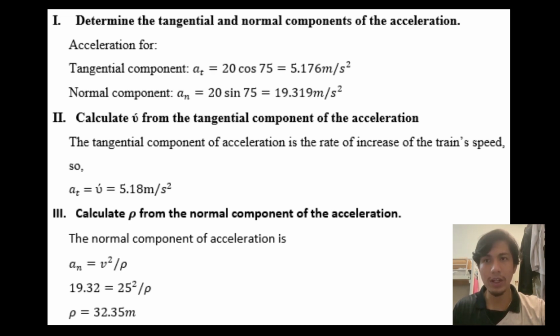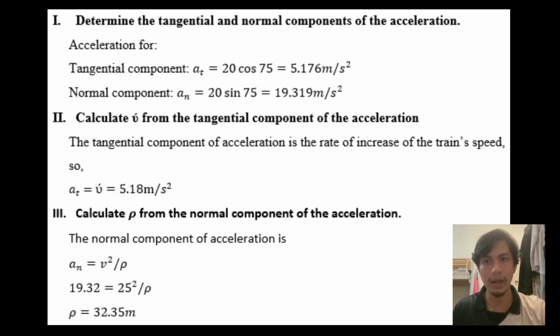After we get the tangential and normal components, the second step is to calculate V from the tangential component of the acceleration. The tangential component of acceleration is the rate of increase of the train's speed. So At is equal to V dot, which equals 5.18 meters per second squared.